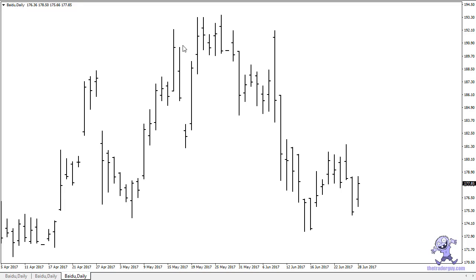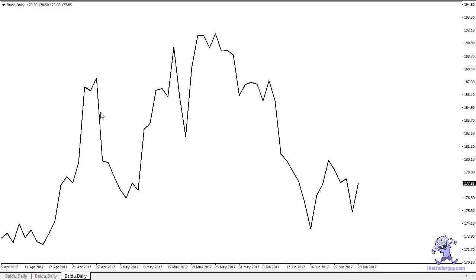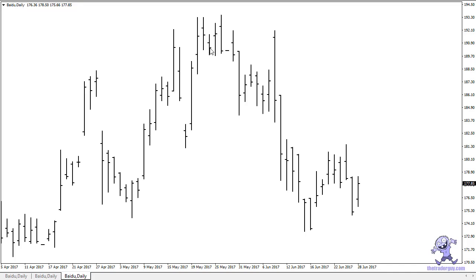Now, most of you are aware of what a line chart is. This is just a simple way to show the same thing, but with more information. It shows you what the attitude of the day was.